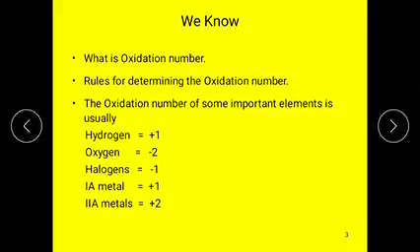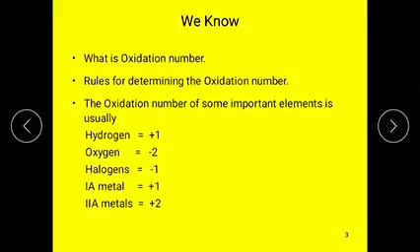First of all, we have to know what the oxidation number is. For example, SO4 minus 2 is there. I want to know the oxidation number of sulfur. In any ion or molecule, if you take any single atom, that atom's oxidation number may be positive or negative. The residual charge of an atom as it appears in a molecule or ion is called the oxidation number.